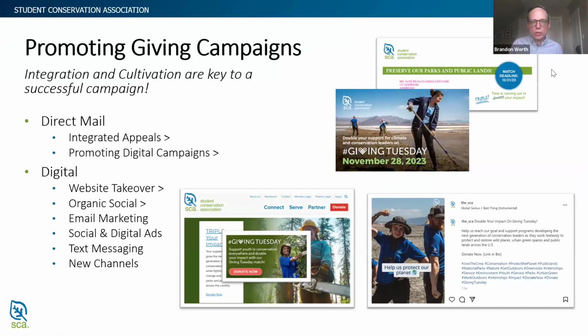So, how we promote giving campaigns: a few key things to touch on. The two main things up there in italics that I would always say are integrating channels is important, and cultivation is really important too. If you're just thinking about what your calendar year-end campaign looks like in December, you're missing out on a great opportunity to build in some key cultivation moments in October and November and throughout the year.